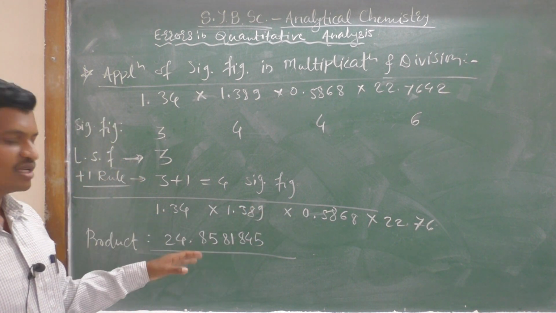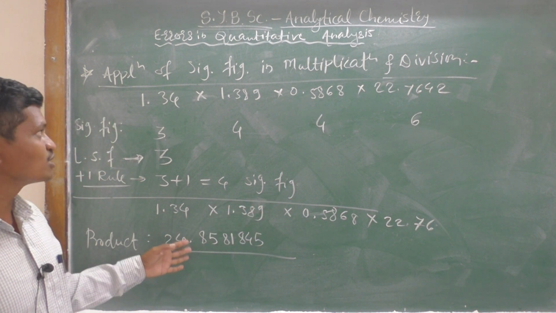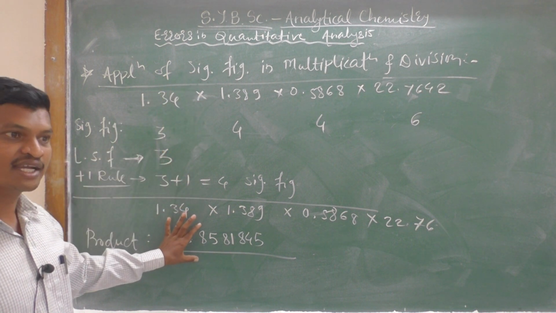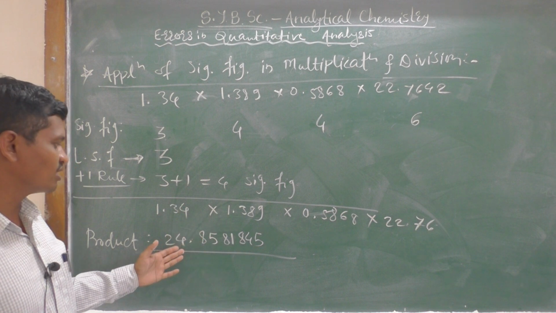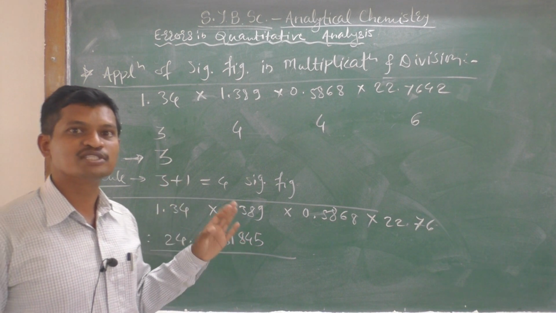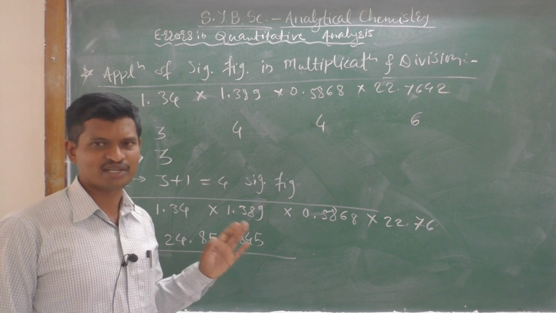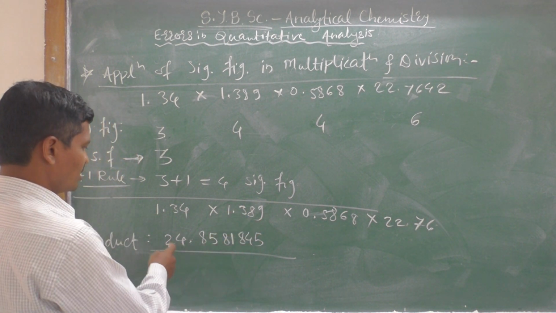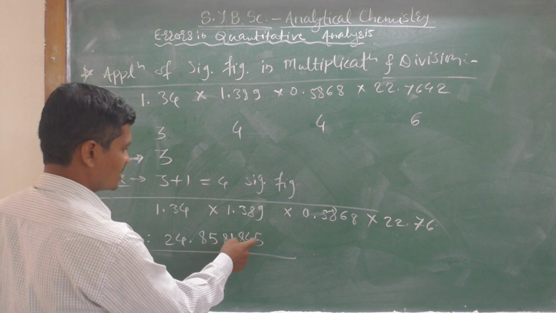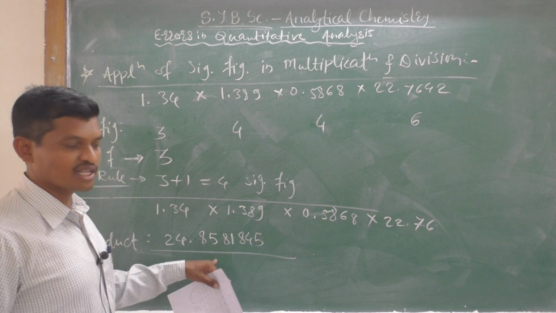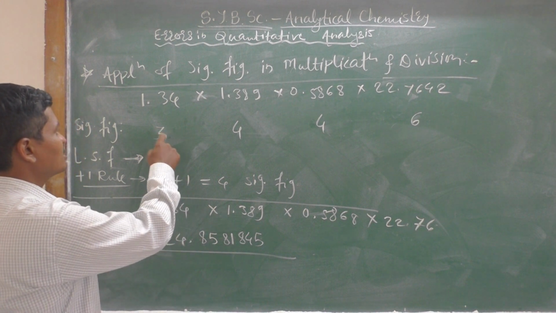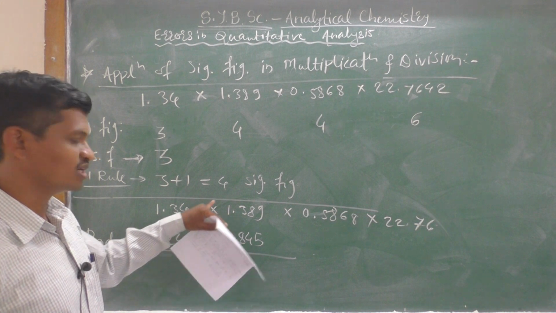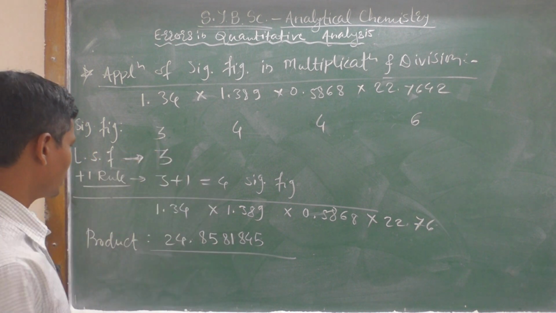Okay, but this is not a correct answer as per the concept of significant figures. This answer is correct as per the general mathematical rule, but not as per the rules of significant figures and computation. So what is the number of significant figures? 1, 2, 3, 4, 5, 6, 7, 8, 9. So 9 significant figures are there, but only 3 significant figures are allowed while writing the answer of this multiplication as per this rule.